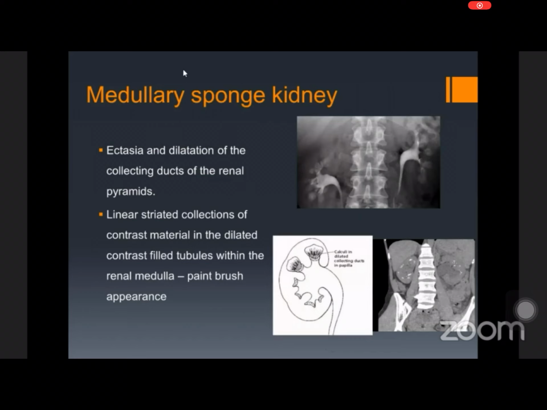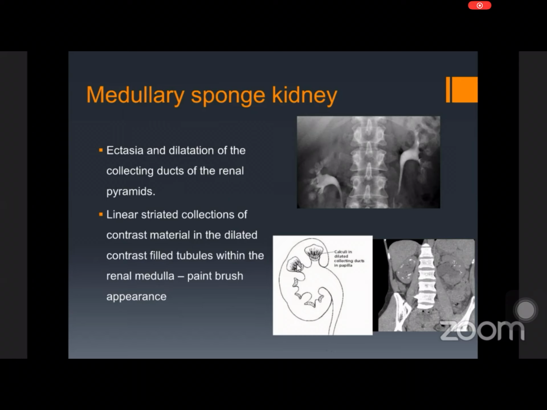So coming to the medullary sponge kidney, some rare pathologies of which can be seen on IVU. It is nothing but the ectasia and dilatation of the collecting ducts of the renal papilla. What we see here are linear striated collections of contrast material in the dilated contrast-filled tubules.